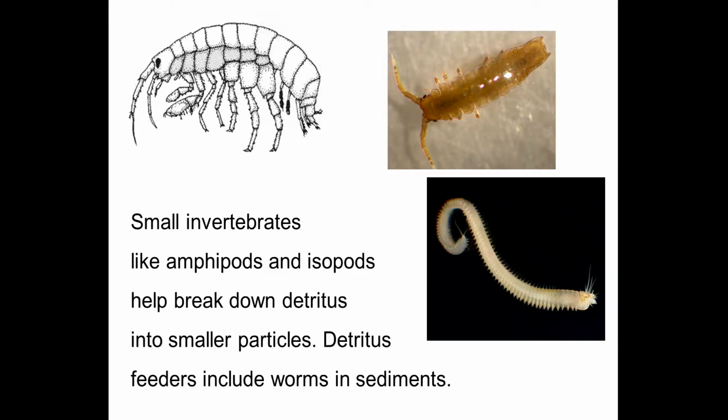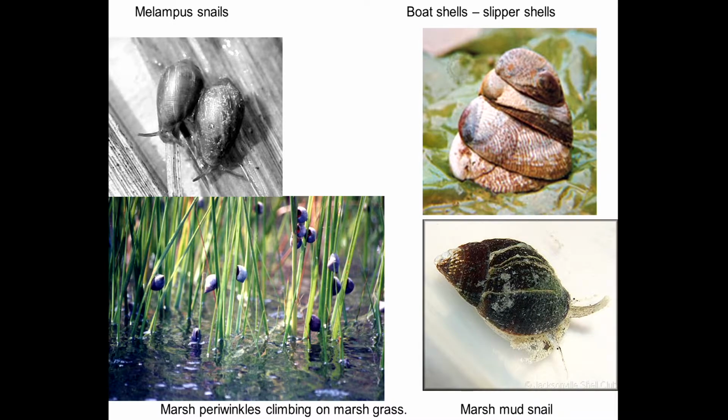So they're commonly found in our salt marshes. There are a variety of different snails. The Melampus snail is the one that's the most aerobic. I mean, it's out in the air much more than it's in the water. The periwinkles are in the water and also will climb up the stems of the plants and be out in the air. We have slipper shells also, and the marsh mud snail, all seen in our salt marshes.